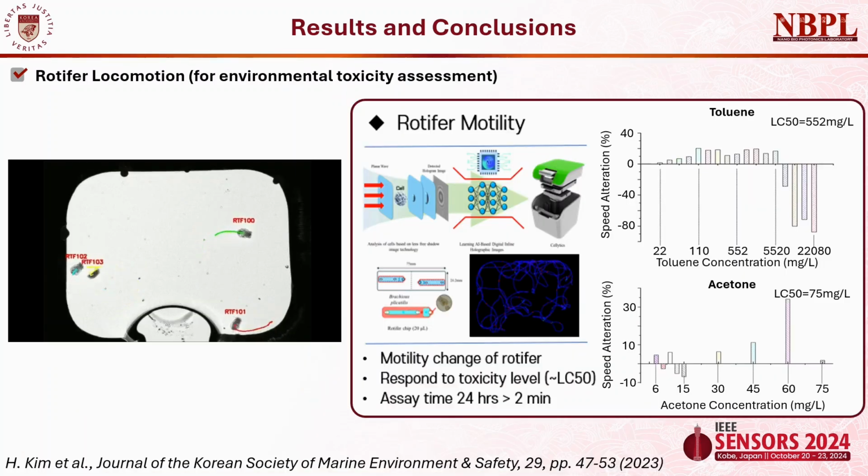And in addition, we also applied Cellytics for environmental toxicity analysis using rotifers. We exposed the rotifers to toxic substances such as toluene and acetone, and used Cellytics to measure their real-time locomotion. Then machine learning algorithms were applied to analyze the movement, allowing us to assess the impact of these toxins.